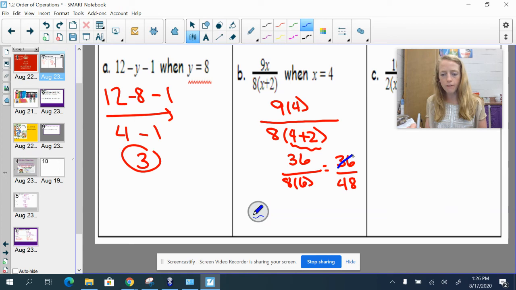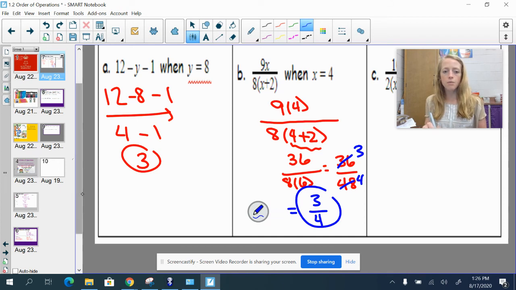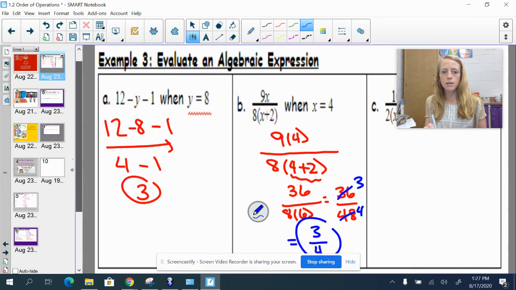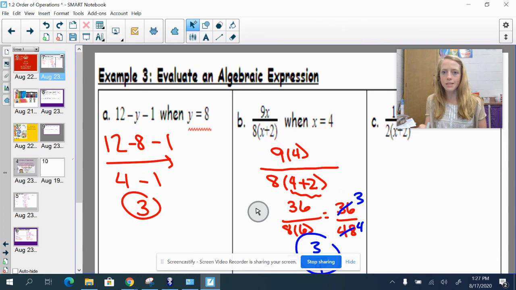So if you take 12 out of 36, you get 3. If you take 12 out of 48, you get 4. So then the final answer is a fraction. Simplified fraction would be 3/4. You do want to make sure that your fractions are simplified when you are doing problems in your homework assignments.